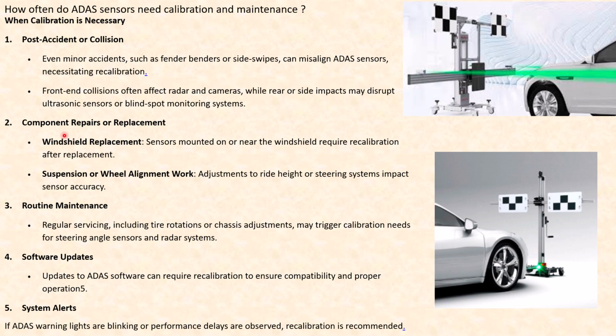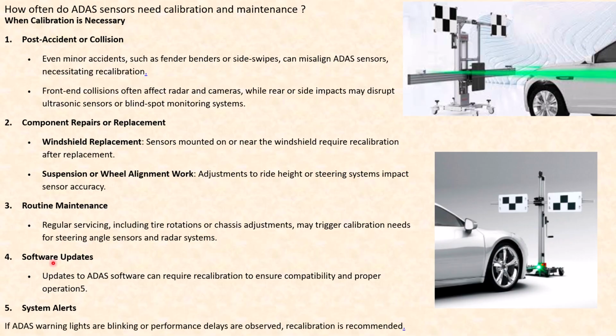Next comes component repairs or replacement. For example, if the windshield is replaced, naturally the cameras right behind the windshield need to be calibrated. For example, suspension or wheel alignment work. The IMU is a sensor placed on the front axle or the rear axle. If suspension or wheel alignment work is done, then the IMU must also be calibrated. Next comes routine maintenance. Regular servicing, including tire rotations or chassis adjustments, may trigger calibration needs for steering angle sensors or radar systems.